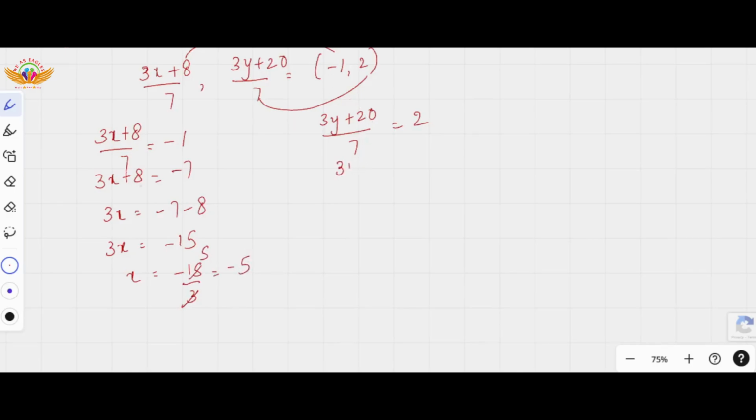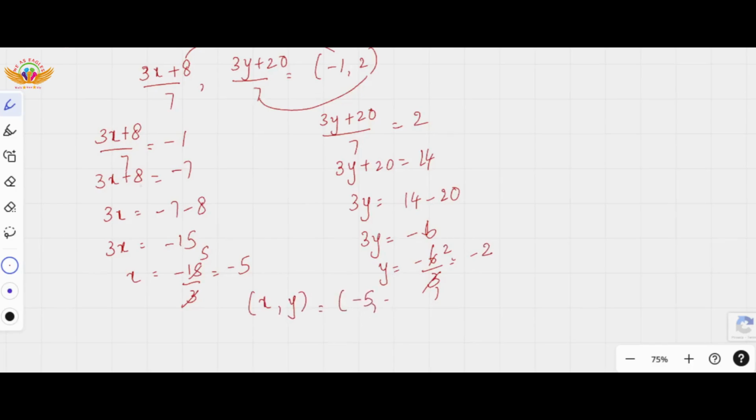And here 3y plus 20 is equal to 14. And 3y is equal to 14 minus 20. And 3y is equal to minus 6. y is equal to minus 6 by 3. 3 ones are 3, 3 twos are 6, minus 2. So I got the x value and y value as minus 5 comma minus 2. So the B point is minus 5 comma minus 2.